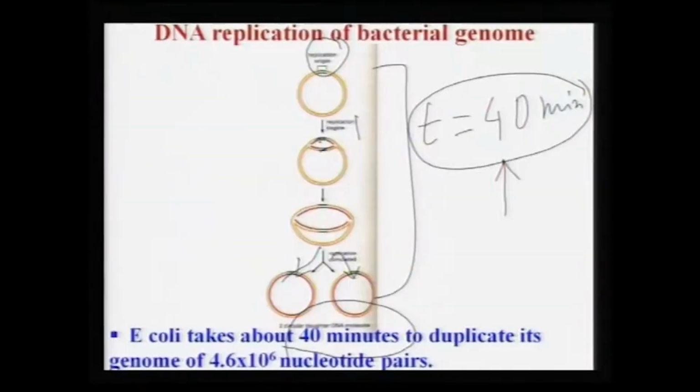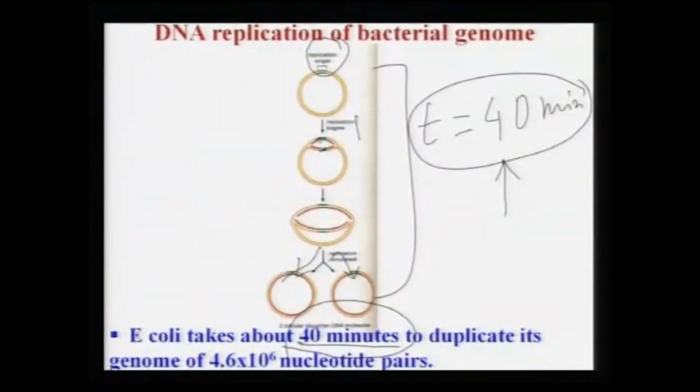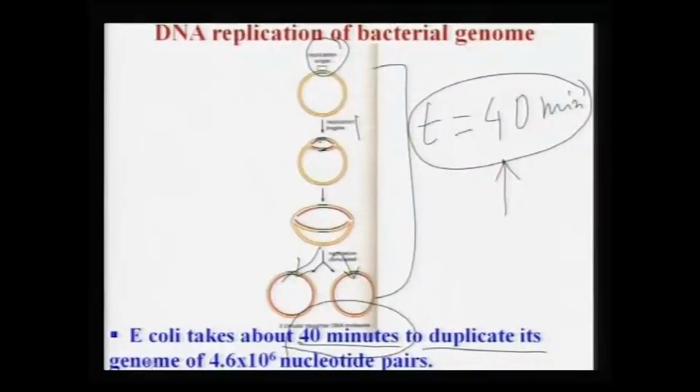And that is the reason that for proliferation and growth of bacterial cells, we typically check in the laboratory for 4 hours. 4 hours means you give approximately 6 to 8 times the time for two daughter DNA molecules to be produced. And in this 40 minutes, as you can see here, it duplicates its genome of 4.6 into 10 to the power 6 nucleotide pairs. So, in this 40 minutes a huge number of nucleotides are produced, of the order of 10 to the power 6.